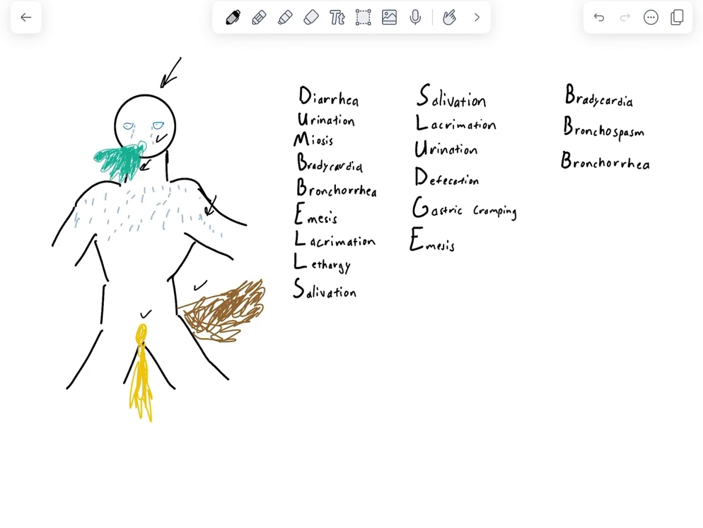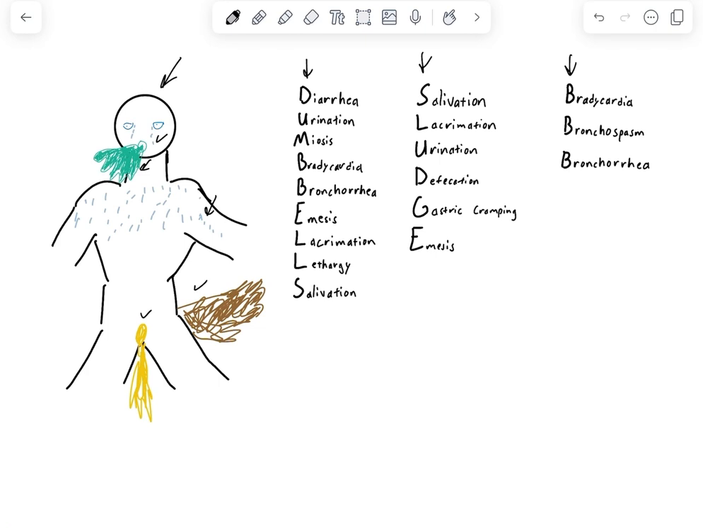So again, you can pause the video and look through these, but I've covered it here: DUMBBELS, SLUDGE, and then the 3 Bs. But I think a very simplistic way to really understand this is just to think that if you see a patient who's vomiting, diaphoretic, peeing and pooping on themselves, then chances are this is very likely going to be a cholinergic toxidrome picture.